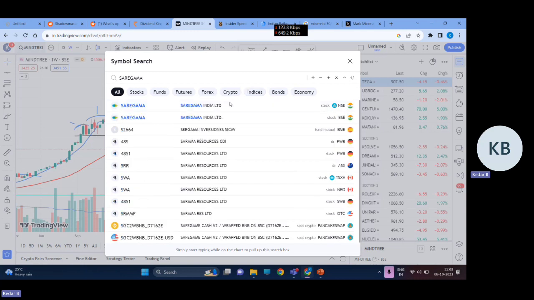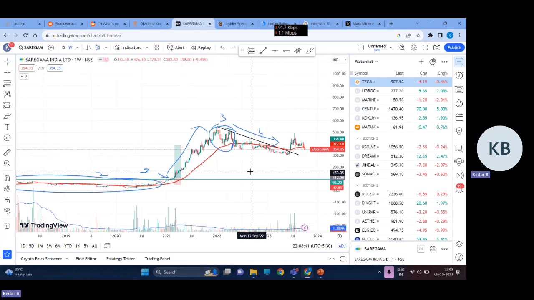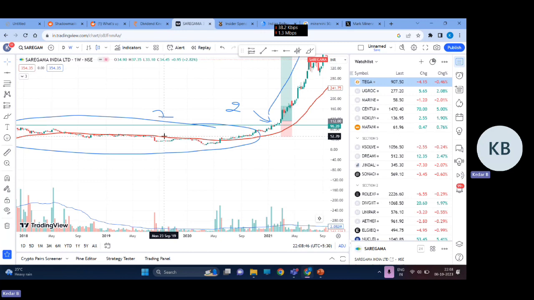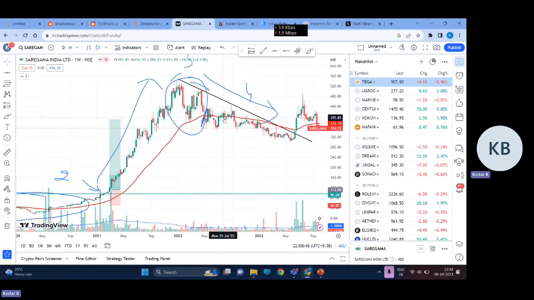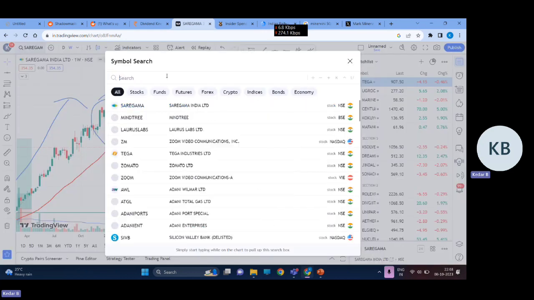I'll show you. These were all traded by me in the COVID rally. So the 2020, 2021 bull rally. See here, perfect example. Stage one, stage two, stage three, stage four. Look at how it fell. Even this.